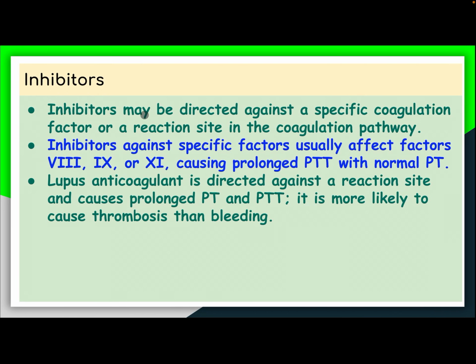Inhibitors. Inhibitors may be directed against a specific coagulation factor or a reaction site in the coagulation pathway. Inhibitors against specific factors usually affect factor 8, factor 9, or factor 11, causing prolonged PTT with normal PT. Lupus anticoagulant is directed against a reaction site and causes prolonged PT and PTT. It is more likely to cause thrombosis than bleeding.